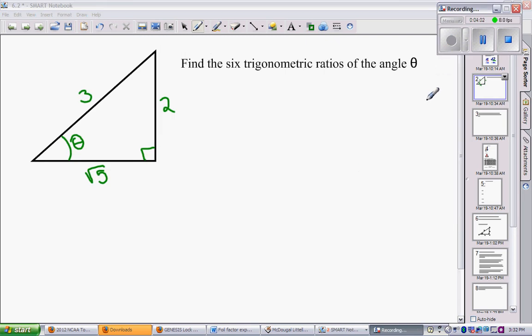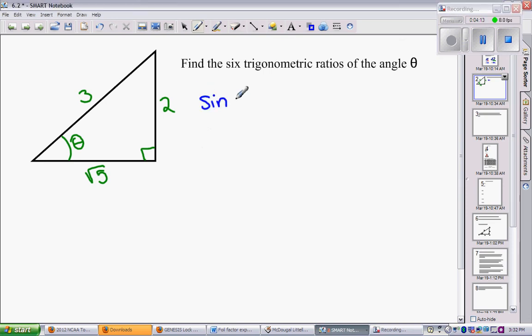Here we have a right triangle with angle theta. We're going to find the 6 trigonometric ratios of the angle theta. So sine, it's opposite over hypotenuse. Opposite is 2, hypotenuse is 3. We're going to go ahead and do the cosecant because it's the reciprocal, hypotenuse over opposite. So it just flips to be 3/2.